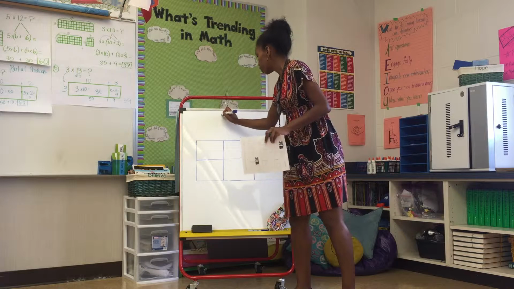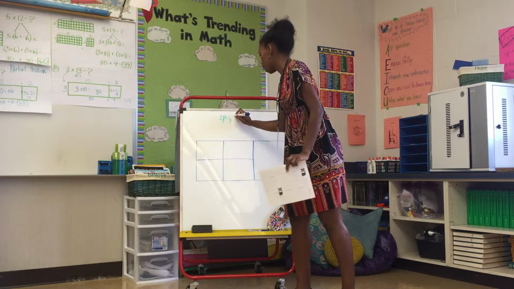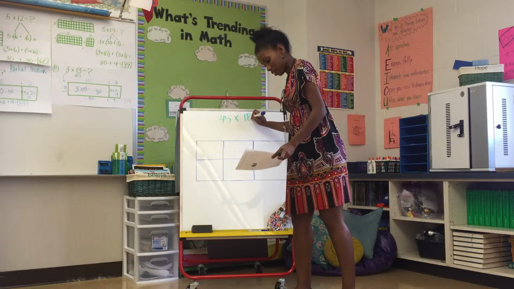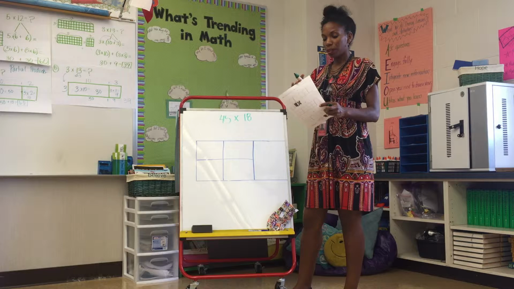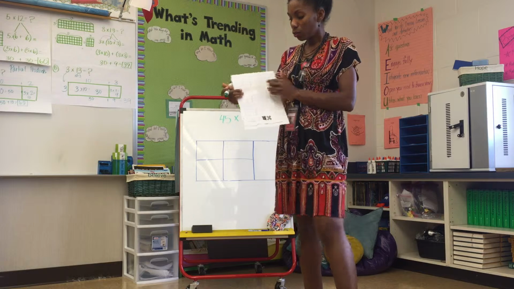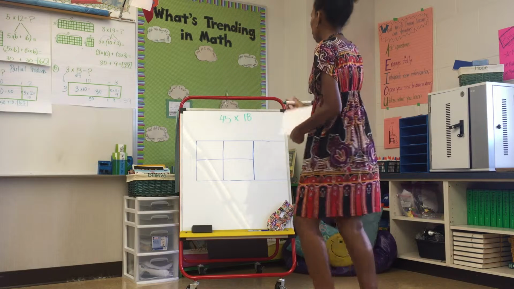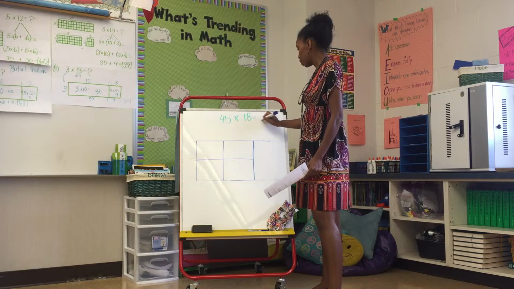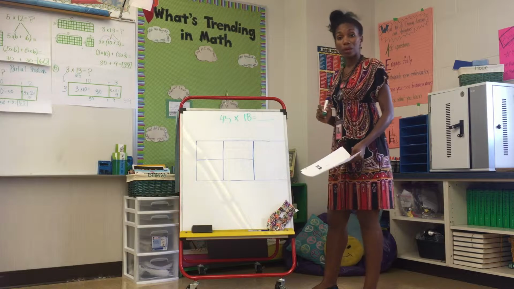First problem is going to be 45 times 18. So on your worksheet, I want you to go ahead and next to number one, write 45 times 18. We can put equals and draw a line because that's what we're going to figure out.